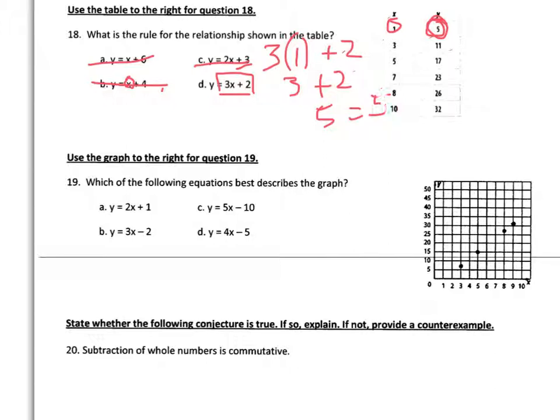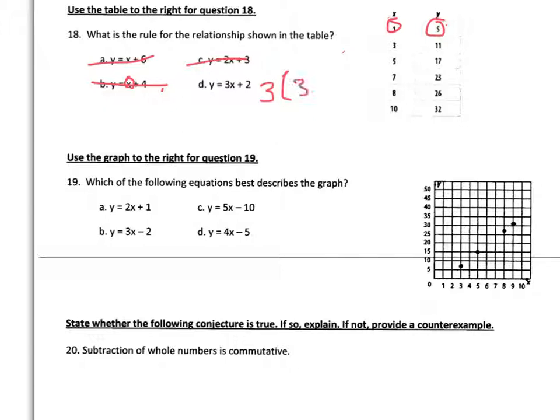Okay, let's go ahead and erase this. Okay, get rid of that. Now let's plug in the 3. 3 times 3 plus 2. 3 times 3 is 9 plus 2. Let's see if we can get the 11. 9 plus 2 is 11, equals 11.